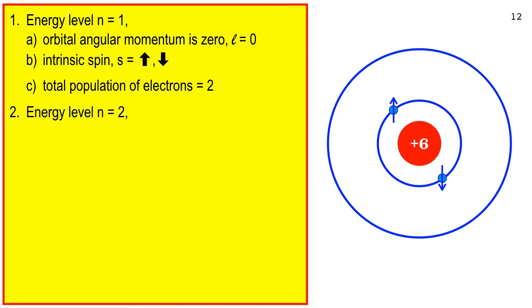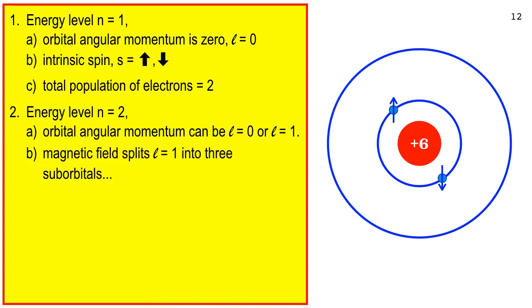Now carbon has another four electrons, a total of 6 for a neutral carbon. So energy level n equals 2. Now this one can have two different angular momentum states. It can have L equals 0, a higher energy level, but it can still have the L equals 0 angular momentum state. And it can have L equals 1 orbital angular momentum state.